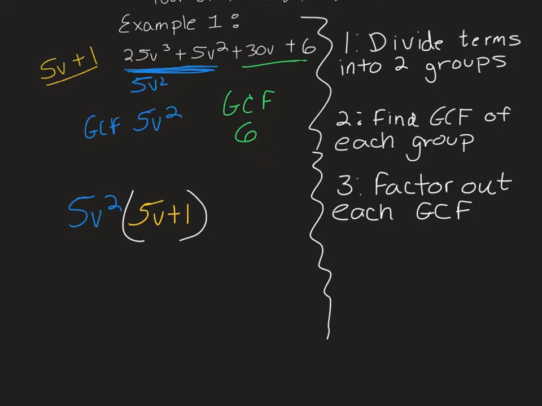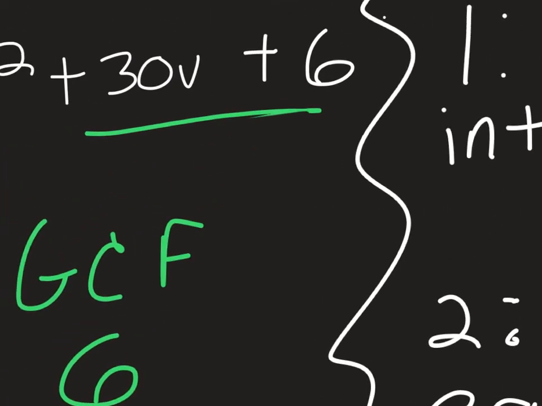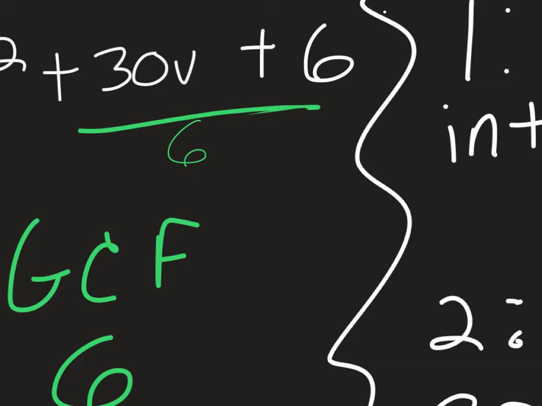But the directions here say to factor out each greatest common factor, right? So that means that now I need to factor the 6 out of the green group. So I'm going to zoom in on the green group, and I'm going to factor out that greatest common factor of 6. So if I have 30 divided by 6, because that's what it means to factor out the greatest common factor, 30 divided by 6 is going to be 5. And then I had a v. I didn't factor out any v's. I only factored out a 6, so that means that that v is still there.